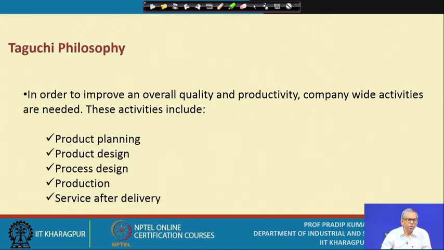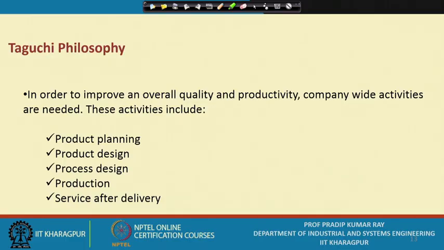Now, sometimes Taguchi's method is referred to as the Taguchi philosophy. That means when you adopt these methods, your mindset must change, and you really change your attitudes for quality improvement in production processes. So there are some fundamental changes in the attitude. That's why sometimes these Taguchi methods are referred to as a Taguchi philosophy.